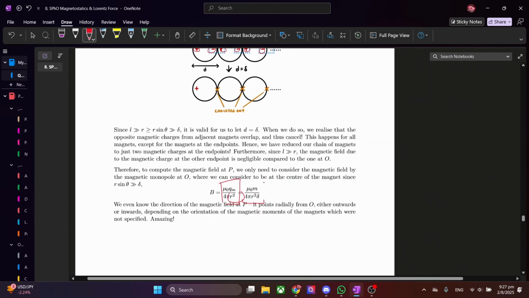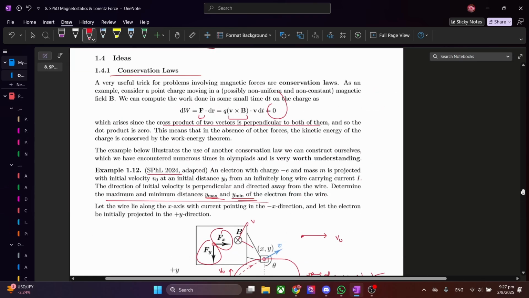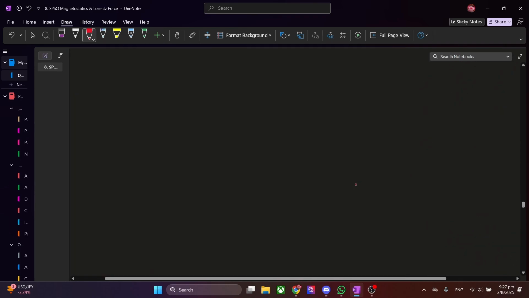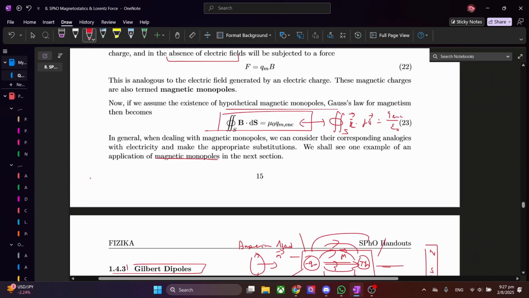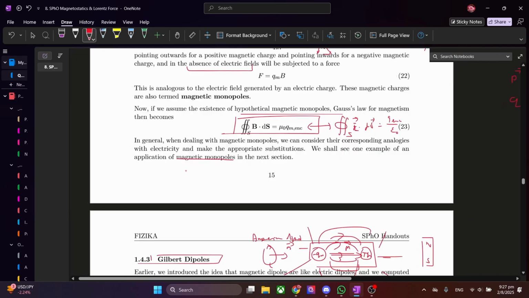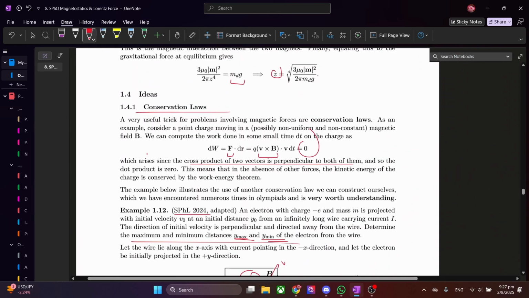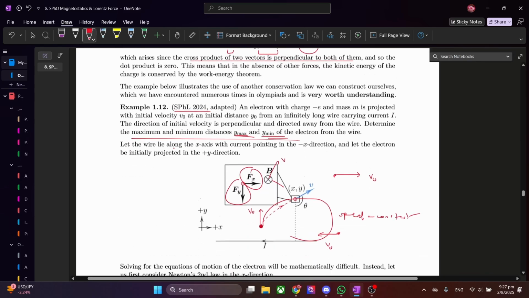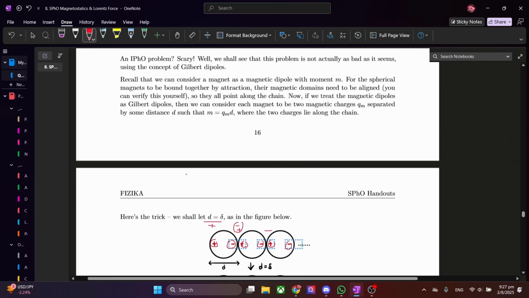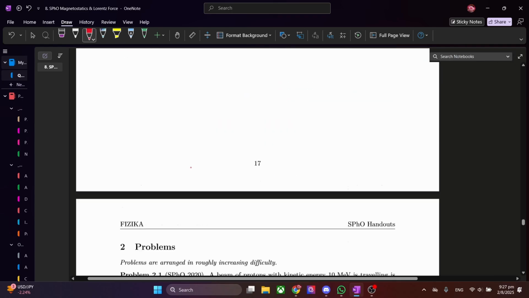I think that's it for the chapter. All these three ideas are sort of more complex. In SPhO, I'm not too sure if you will need them, but if they do come out, they are definitely very useful and they can definitely help to simplify a problem a lot. So those were the ideas for this chapter. And with that, I think we're done with the notes part of the chapter. So now I'll be going on to the problems.